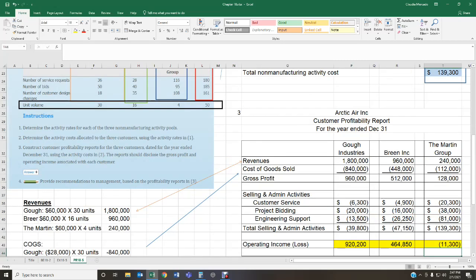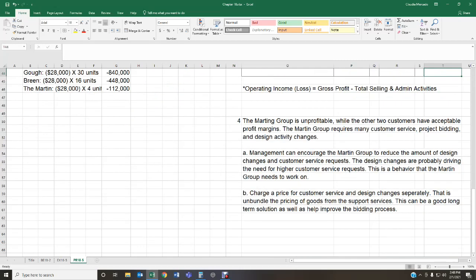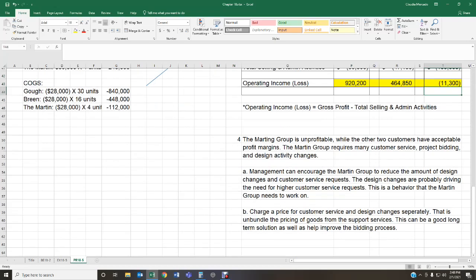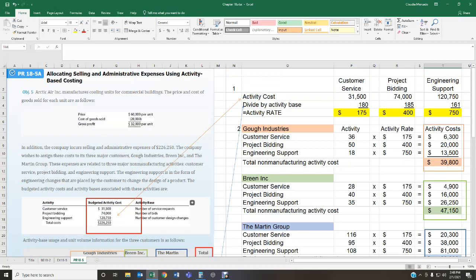It says recommendations to management based on the profitability report. So those are some of our recommendations to ensure that we stay in the positives. We want to make sure we're in the black. We don't have a loss, and that's basically it for this particular problem. It's just the recommendations of what we would like to do to ensure that we have as high an income as possible. So we did all of our calculations on top.